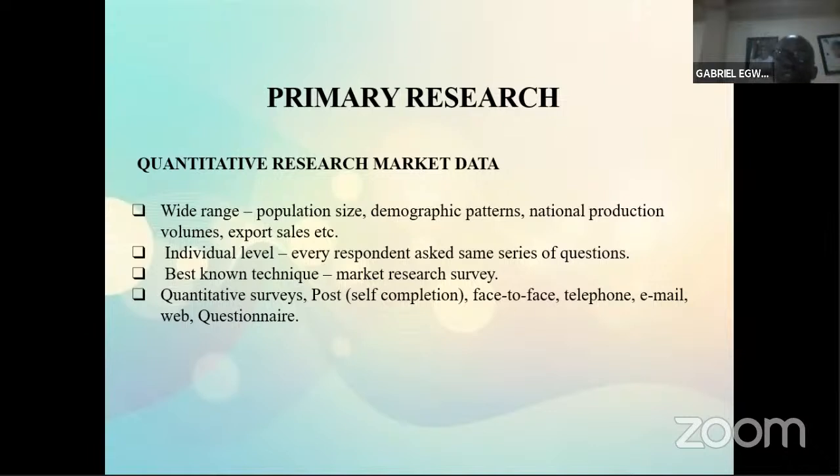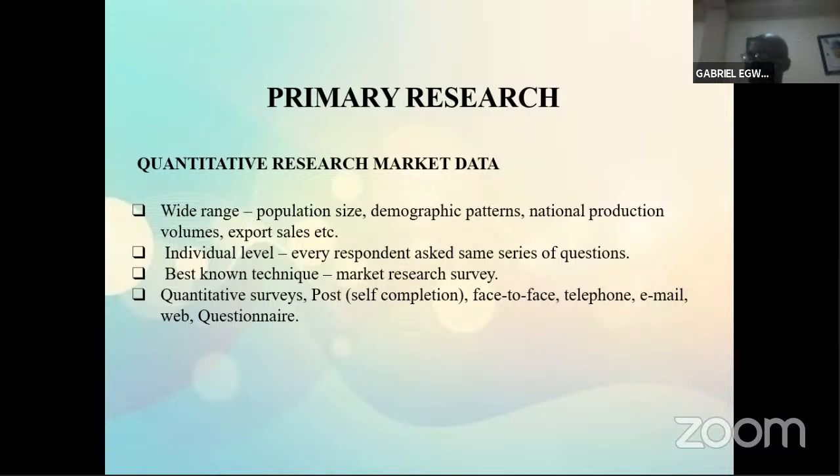is where you do your quantitative research, market data. It is always a wide range: the population size, the demographic patterns. You divide people according to what I've just said. You can do it at individual level and get your result immediately. Every respondent you are going to talk to in the market, you want to test how effective your product has been in the market, right? The same question I will ask you, I will ask you at different times, but I'm getting direct response from you.